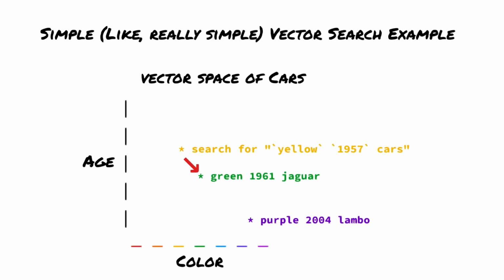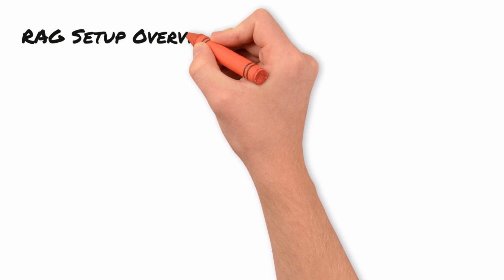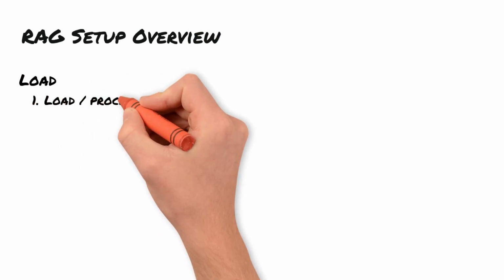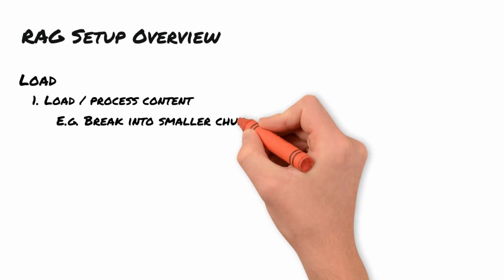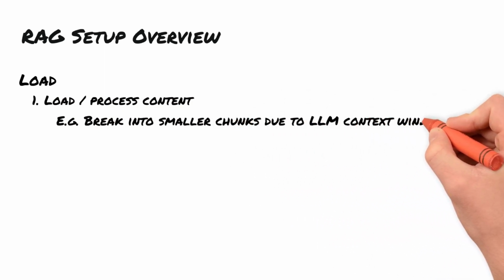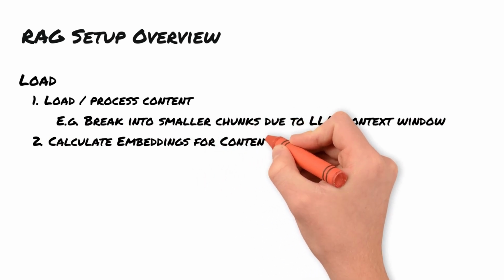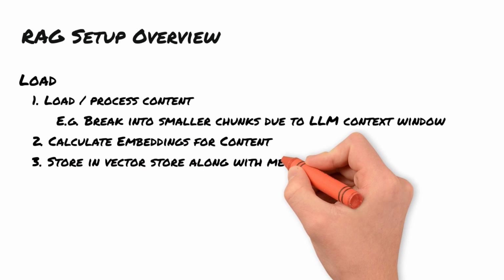But hopefully this is getting you a sense of the concepts at play here. Now, with all of that said, let's go over a high-level overview of how we would set this all up. We're going to have a load phase, which is where we're going to load and process our content. Generally, we're going to need to break it into smaller chunks due to the context window. After that, we're going to calculate the embeddings for all of that content. And then lastly, we're going to store it in our vector store along with any other needed metadata.